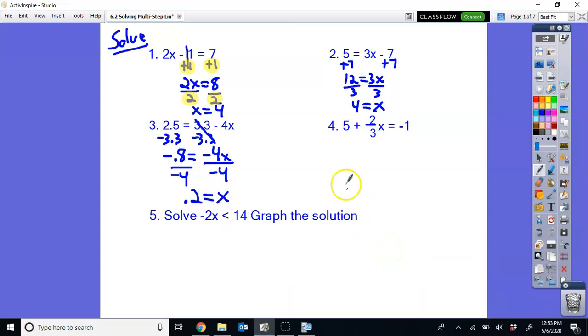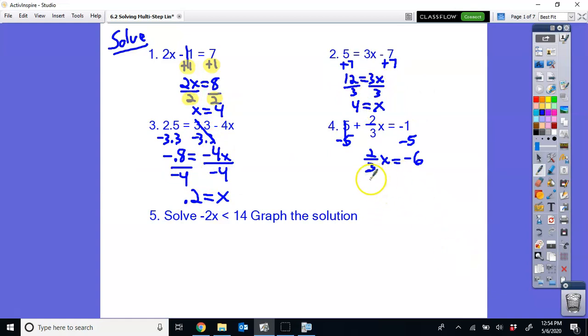The last one, number 4 here, of solving these equations. First of all, on this one, we're going to subtract the 5. Subtract the 5. These cancel out. Gives me 2/3 x equals negative 6, because negative 1 minus 5. Then we want to get rid of the 2/3. There's two ways to do this. You can divide by the 2/3 like we've divided here, divided here, divided here.